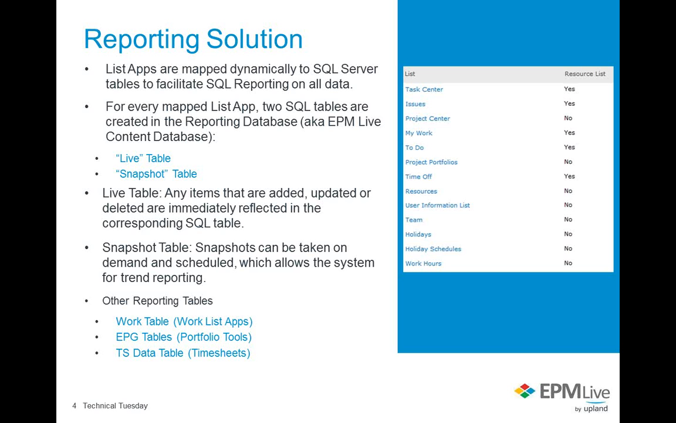Now besides just these individual list apps that are being mapped, we also have other reporting tables that are available for reporting purposes. They're SQL tables on that reporting database. And those include the work table for all the various work list apps, our EPG tables, which are those tables that are pulling from the portfolio engine database. And again, those are for the portfolio tools for resource and cost planning. And then we also have our TS data table. TS stands for timesheet, so it's all the timesheet data that also is getting mapped into that reporting database.